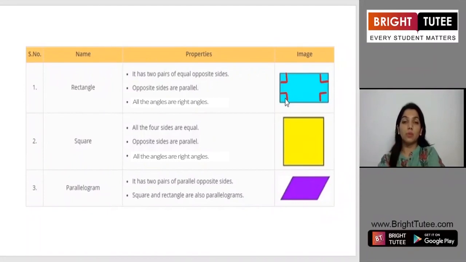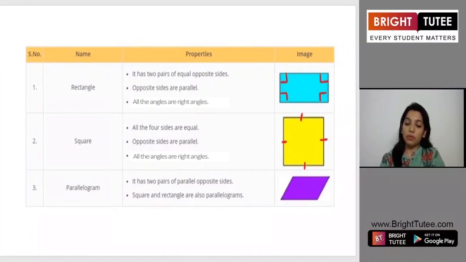Let's read about square. What is a square? A square is a four-sided figure where all the four sides are equal in length. This is very important to notice. All the four sides in a square are equal in length.